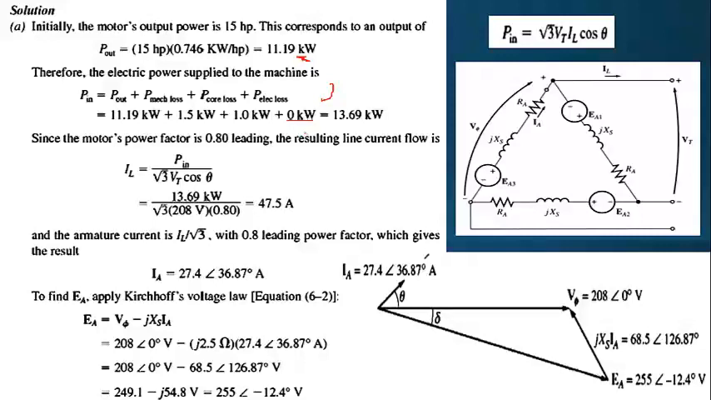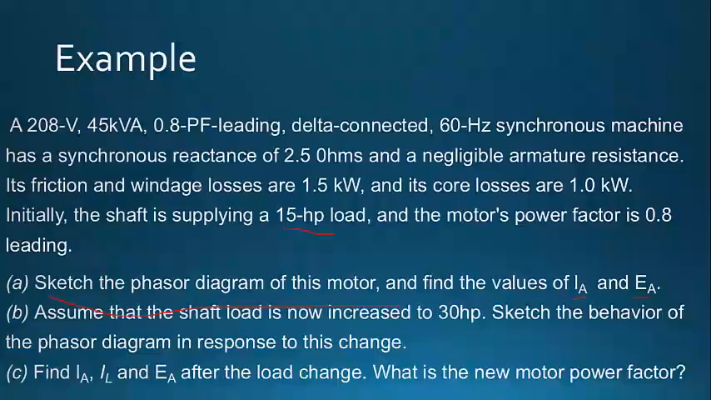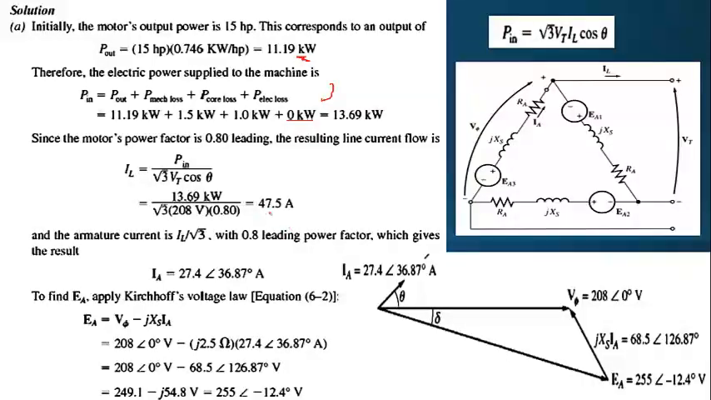Right? So now we know our power. So we can make IL the subject and find IL because we know all the other parameters. Making IL the subject, we have IL equal to P in over root 3 multiplied by terminal voltage cos theta. So we insert all the values: 13.69 kilowatts over root 3 multiplied by 208. We know cos theta was given to us in the question, the power factor, which is 0.8 leading. So we input that too, then we get our line current to be 47.5 amps.